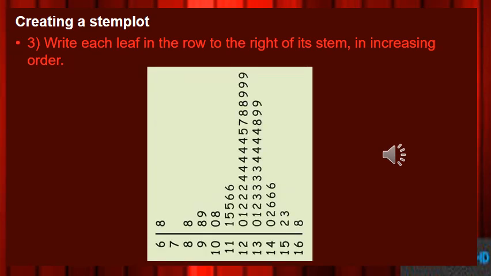If I rotate my stem plot 90 degrees counterclockwise, I can see what looks like a histogram, but instead of having solid bars, I have all individual observations. So if you look at this stem plot here, you see that the minimum is 68, the maximum is 168, and it is slightly skewed left.